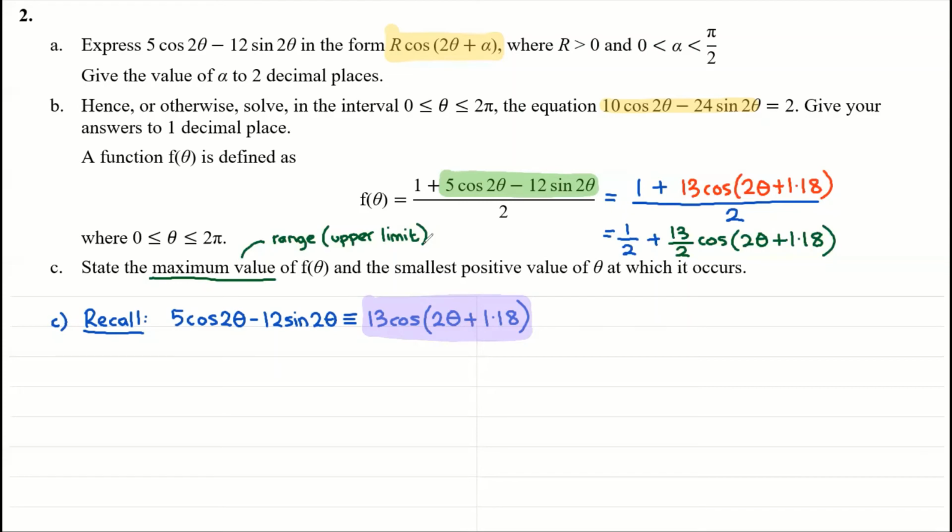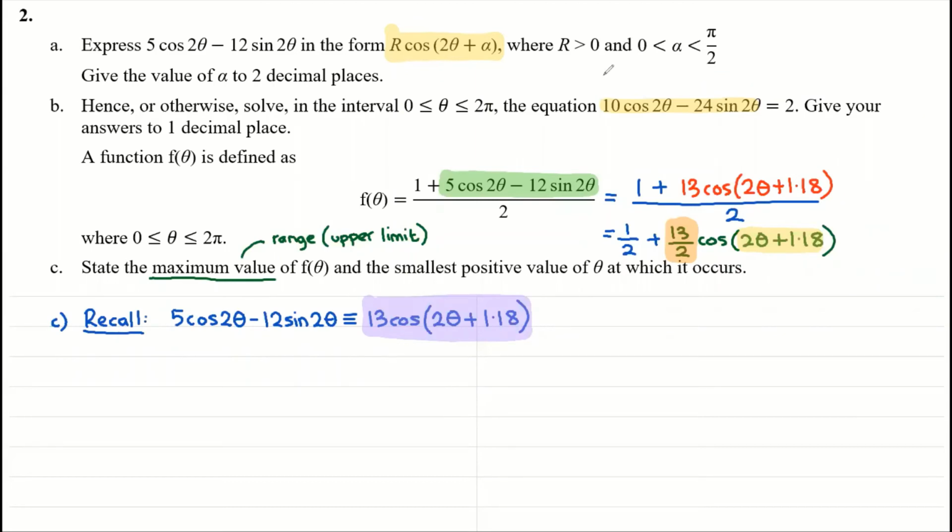Well, indeed we can, because if we look at the cosine part here, the range is dictated by the 13 over 2, the coefficient of the cosine. It's nothing to do with the 2 theta plus 1.18 because that is an x transformation, or in this case, a theta transformation. So the range is not affected by any of this. Okay, that's superfluous at the moment. So we know that the range of values can be written fairly straightforwardly.